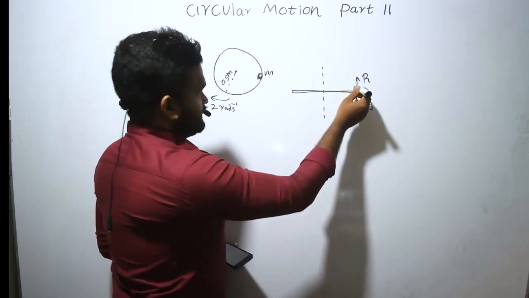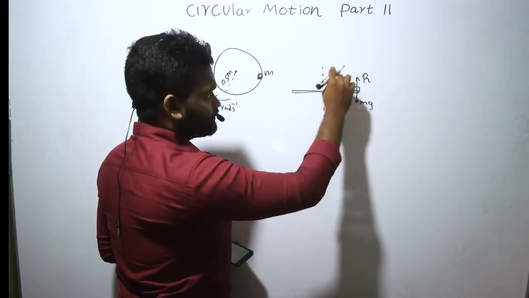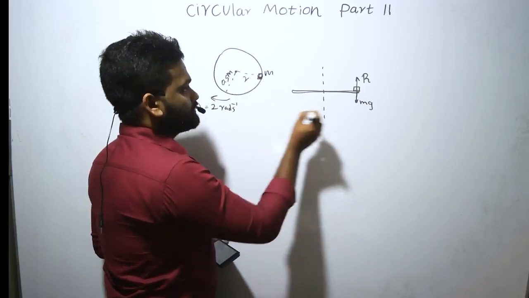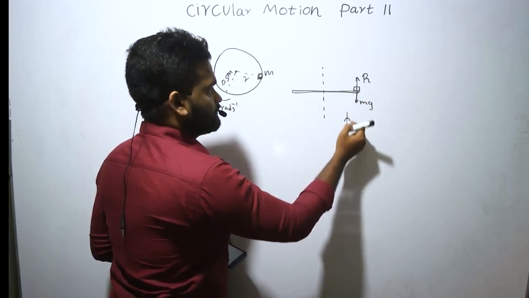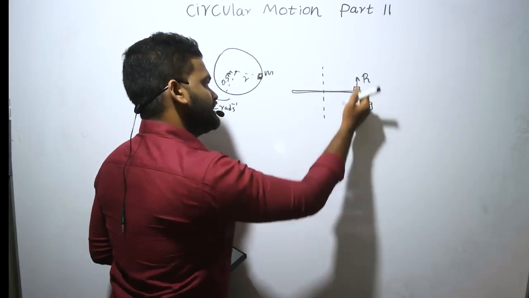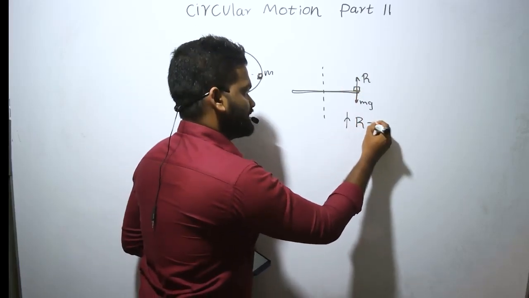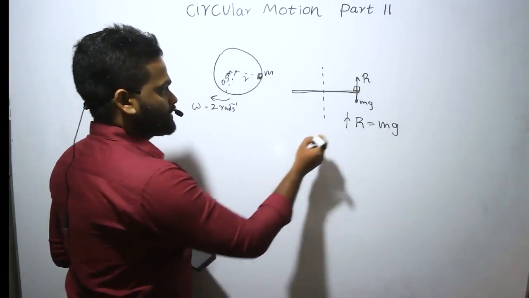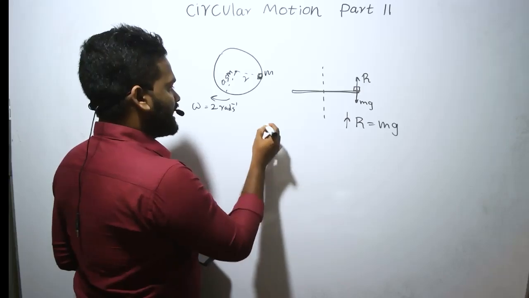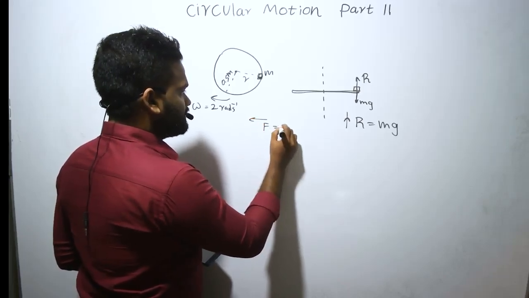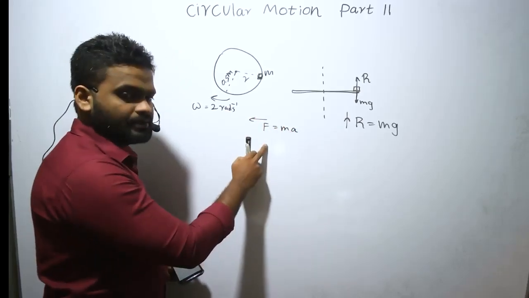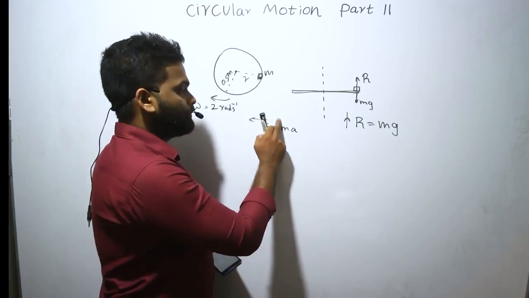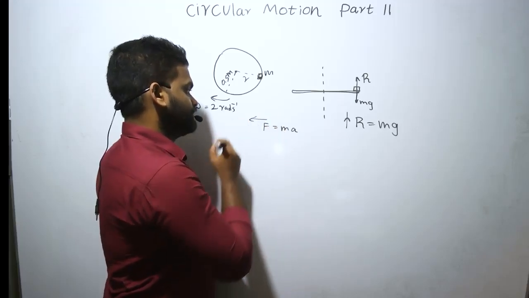For this case, I'll first solve this using just the symbols, and let's say the radius is r. If you take the force equilibrium vertically, it is in equilibrium, so you can say R is equal to mg. Then as usual, just apply F equals ma towards the center. We do this in almost all the questions in circular motion. Towards the center, apply circular motion.